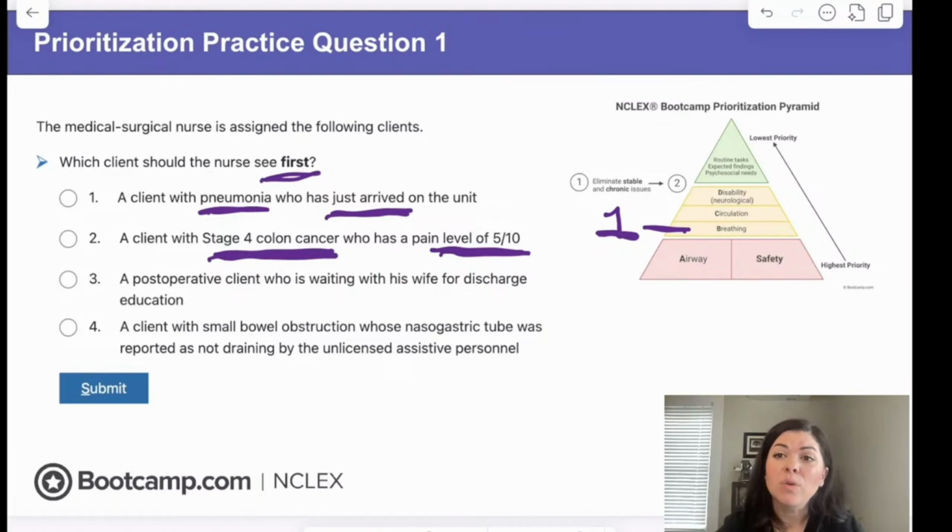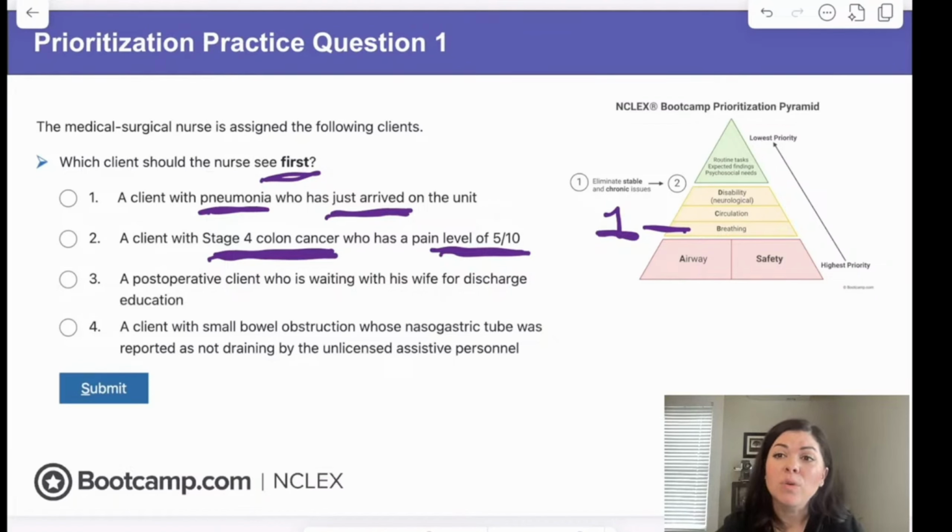Well, I don't know about you guys, but I'm typically not in the habit of discharging unstable clients. So we know right away if this client is waiting for discharge education, they are stable. So we can go ahead and eliminate them as an option; they can wait until after we see the higher priority clients. And then option 4, the client with a small bowel obstruction with an NG tube that's not draining.